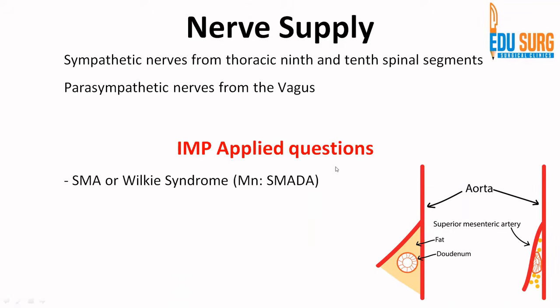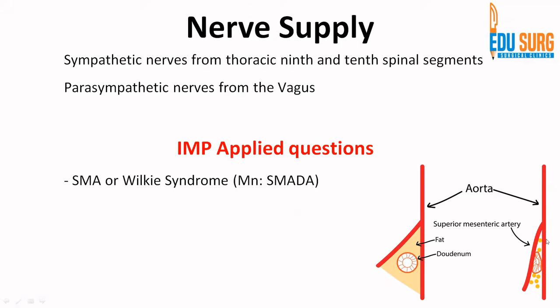The first question and the applied concept arises from what is known as the superior mesenteric artery syndrome, or also known as the Wilkie syndrome. And what you have to remember is that the superior mesenteric artery is compressing the duodenum between the SMA and the aorta. So SMADA is a mnemonic if you need it. If you have understood these anatomical concepts, you saw in the first video where we have shown that the superior mesenteric artery goes anterior to the duodenum. So when this fat is lost due to weight loss or any other reason, the duodenum is going to get compressed between the SMA and the aorta.